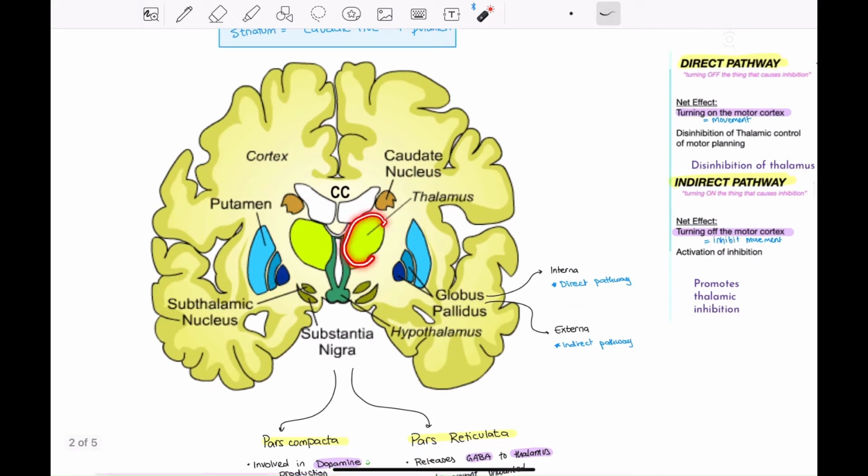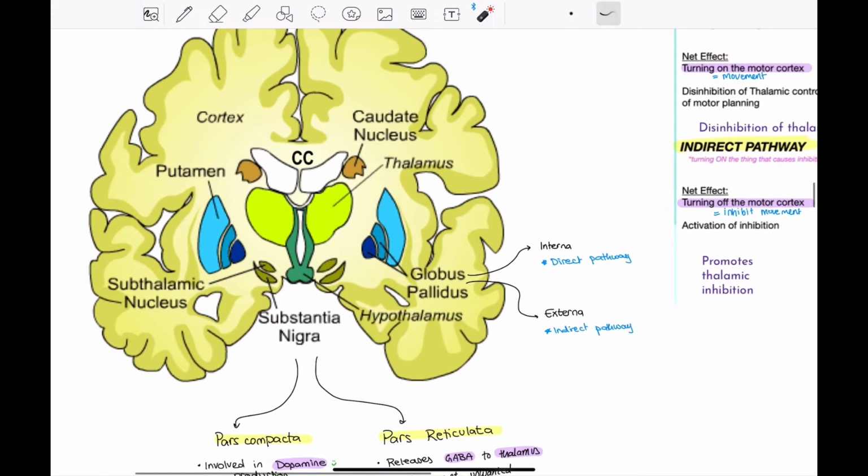Under it we have the thalamus over here, and laterally we have the putamen. So the putamen is over here on both sides, and medially to the putamen we have what is known as the globus pallidus. The globus pallidus has two parts. It has the interna and the externa. The interna is involved in the direct pathway, while the externa is involved in the indirect pathway.